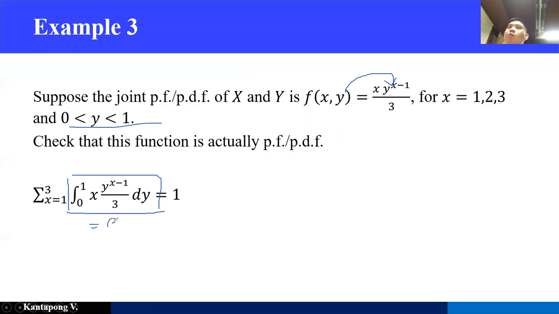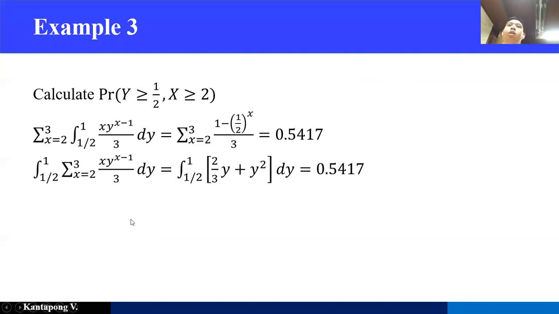We integrate with respect to y, so y disappears. This one is a function of x, and we sum from x equal to 1 to 3, and it must be equal to 1. You can check it by yourself. That's a simple integration. How about calculating this? As I've said before, we can take the integral and then the sum, or the sum and then the integral. We get the same answer. You can check it by yourself.